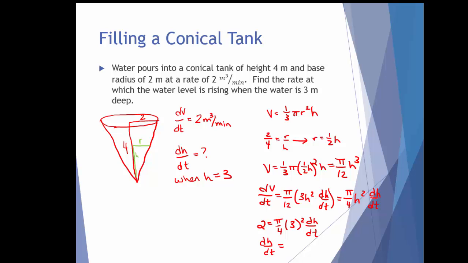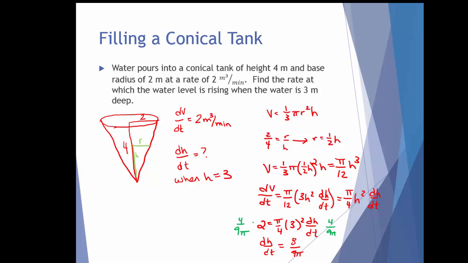And on the right side, this is going to be 9 pi over 4. So multiply both sides by 4 over 9 pi to cancel that out, times 4 over 9 pi. So when we're done, dh/dt will be equal to 8 divided by 9 pi.